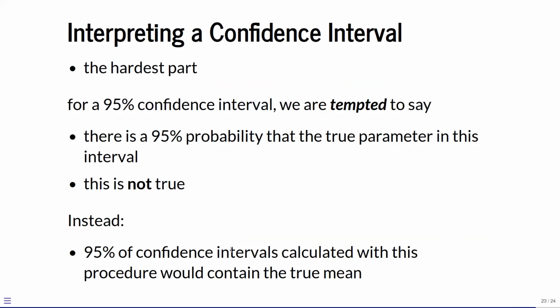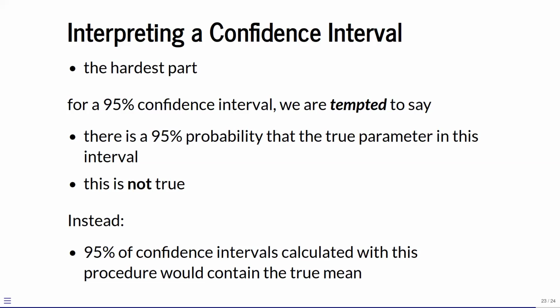Okay, interpreting a confidence interval. Interpreting a confidence interval is the hardest part of the process. This is because we are tempted to say that there is a 95% probability that the true parameter is in this interval, but this is not true. Instead, we should say that 95% of confidence intervals calculated with this procedure would contain the true mean.